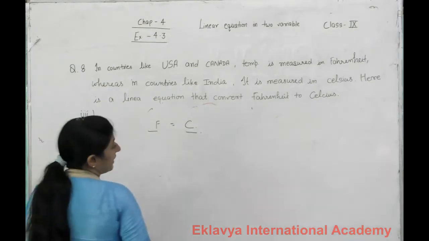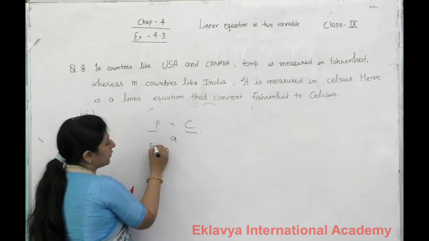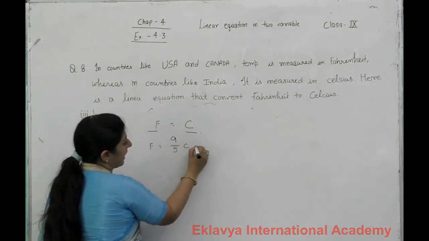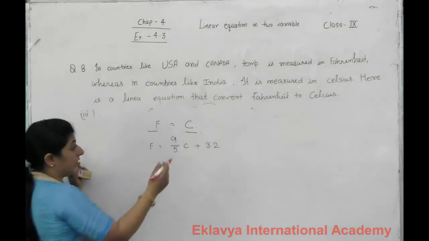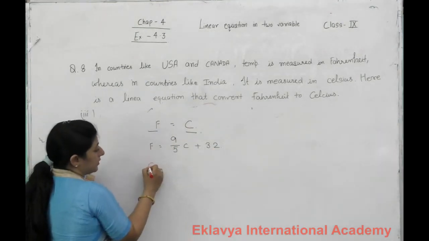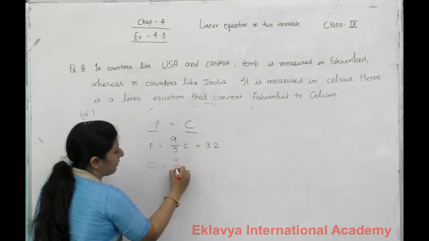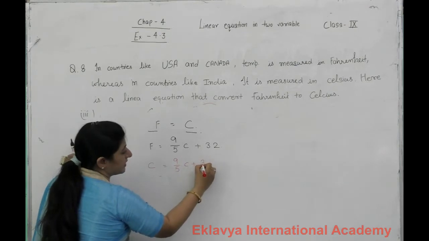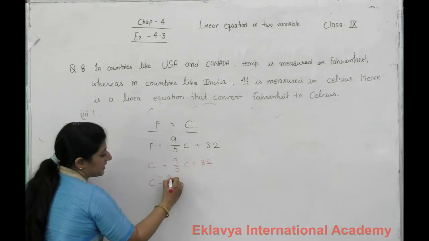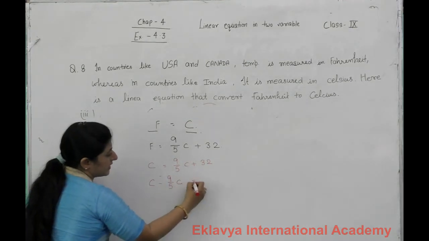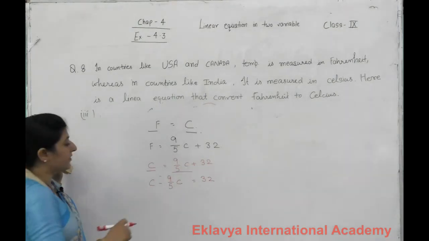So what we will do for this step, that it is given to you F is equal to 9 by 5C plus 32. It means F is equal to C. You can write down this one. C is equal to 9 by 5C plus 32. C minus 9 by 5C is equal to 32. These are the same variable. So we solve it firstly.